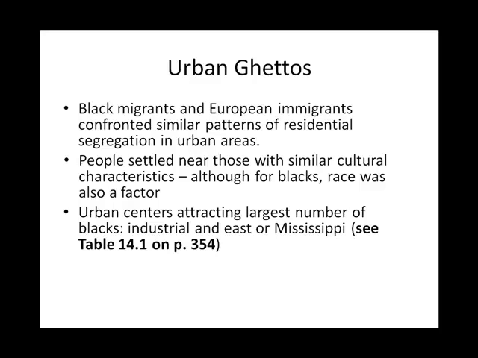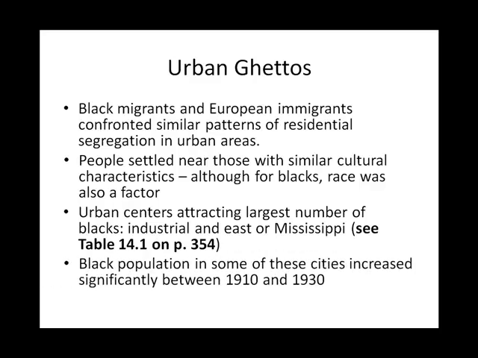If you look at the table on page 41, table 14.1 on page 354, this will give you some idea of how these populations in the urban centers are changing as a result of the migrations. You'll see some cities have these huge population increases between 1910 and 1930, sometimes more than 200 or 300% increases in populations in those 2 decades.